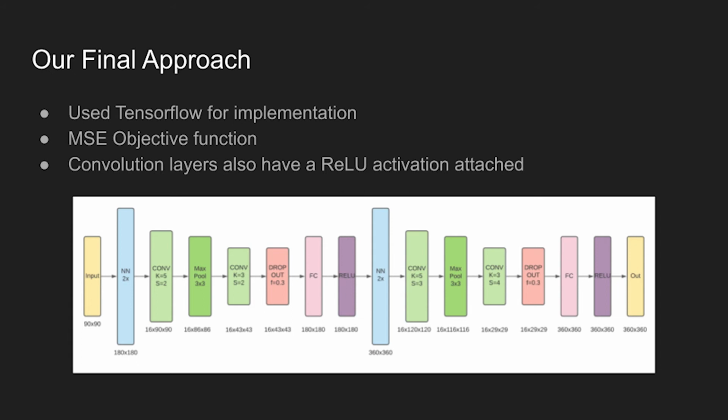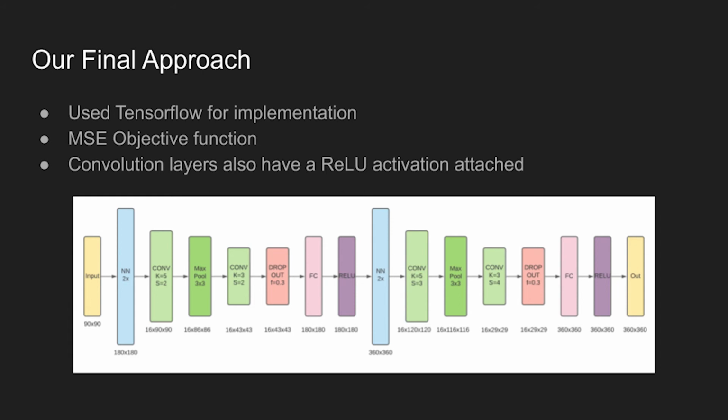The final architecture that we came up with was implemented using Tensorflow. The final design can be seen in the diagram below, which I will walk through. It's important to note that we settled on the mean squared error objective function to determine how well an output performed. In addition, note that each convolution layer's output has a ReLU activation function in the diagram below.